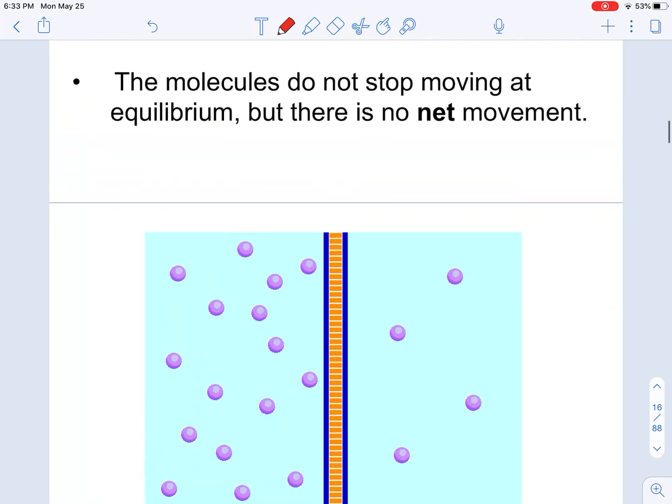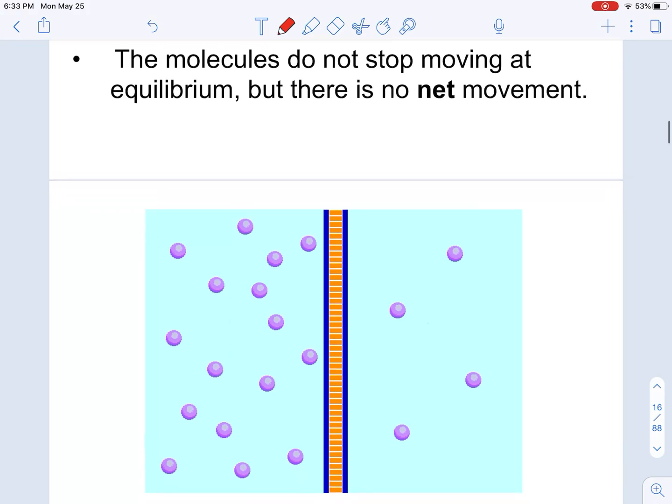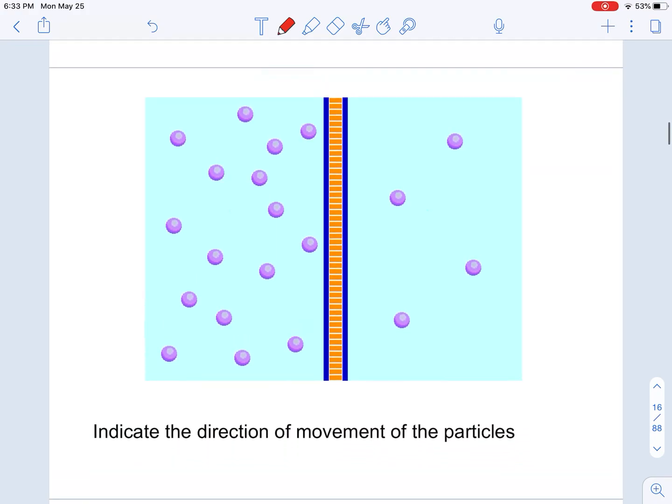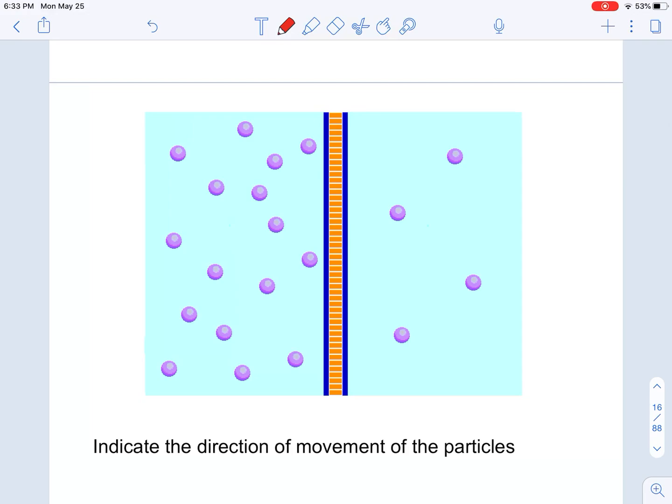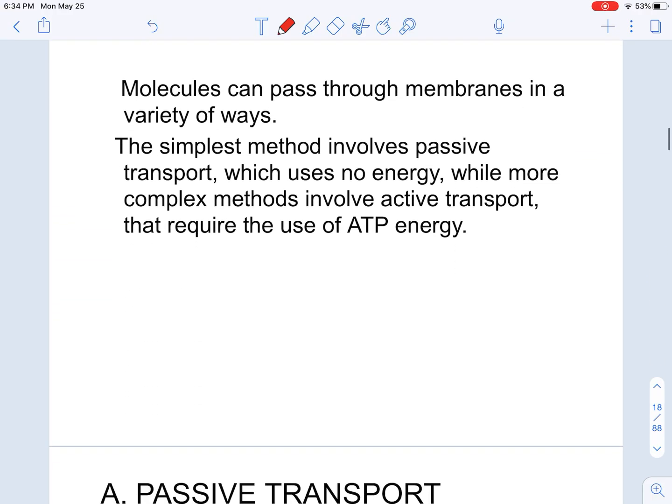So when the molecules are at equilibrium and become equal on both sides, it doesn't mean that they will stop moving altogether and be still, because they're still going to have particles to bump into. But what it means is if one goes this way, one goes this way, they will continue to be found in equal amounts on both sides of the gradient. So the movement of these particles, pretty obviously, because there's a higher concentration on this side and lower concentration on this side, is that the molecules will move from high to low until they are equal.